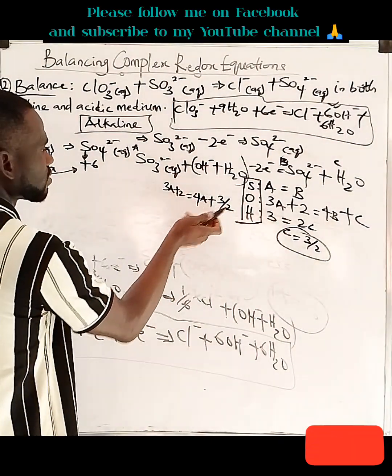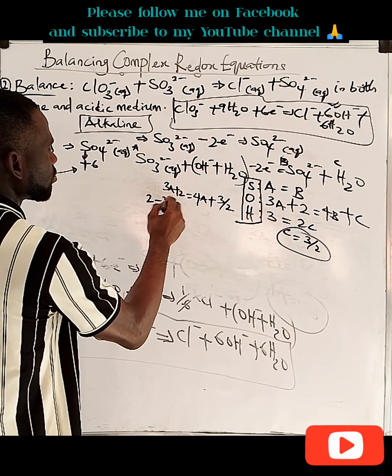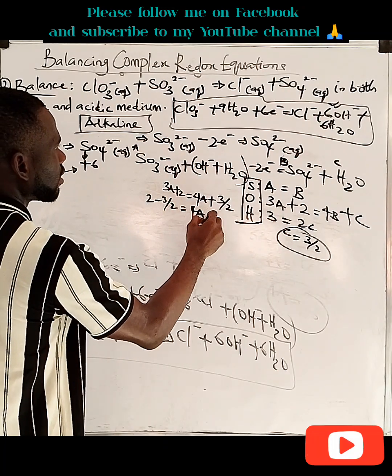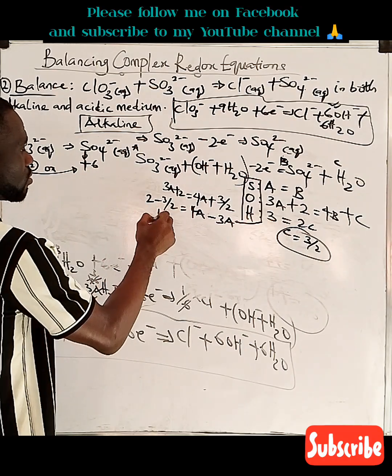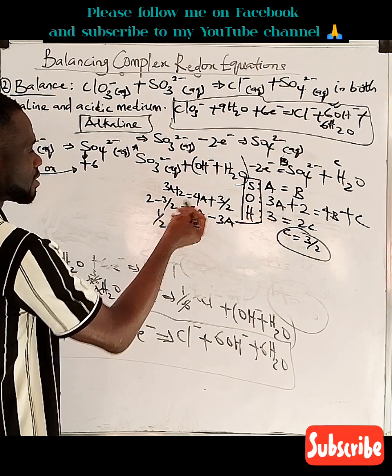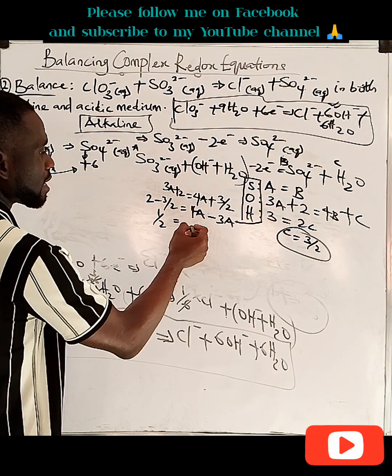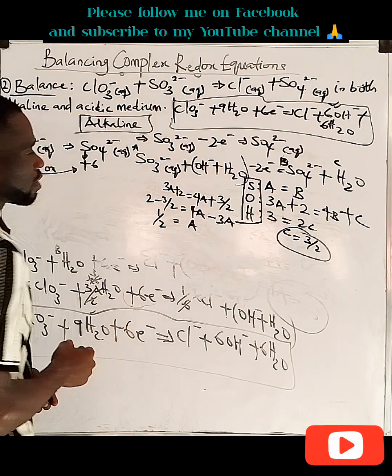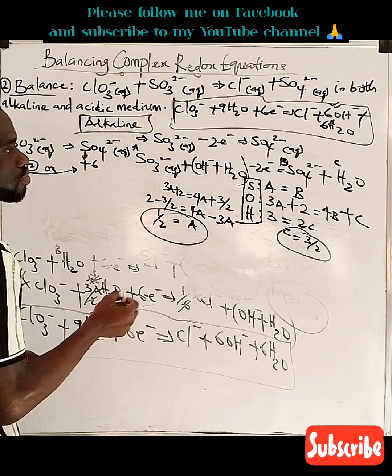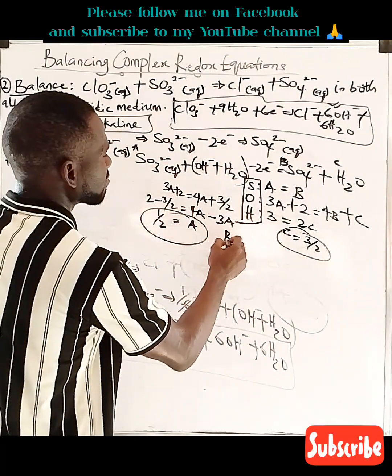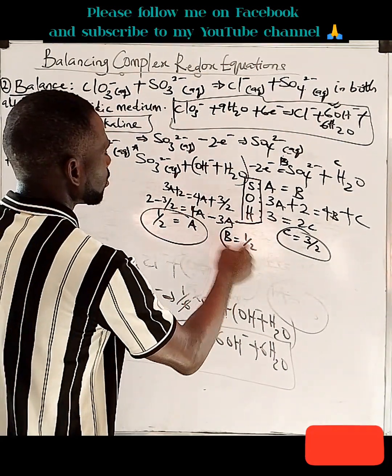We'll send this to this place, and this to this place. That'll be 2 minus 3 over 2 equals 4A minus 3A. So 2 minus 3 over 2 will give us 1 over 2. You solve that, just cross multiply. What do we have? 4A minus 3A gives us A. So don't forget, the value of A is 1 over 2. If A is 1 over 2, it means B also is 1 over 2.